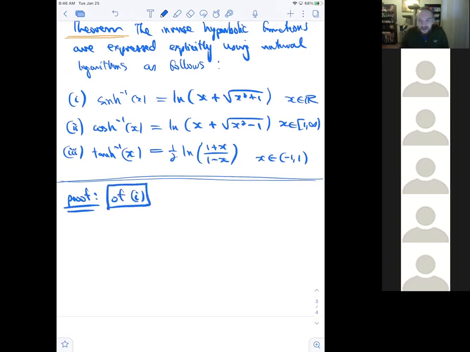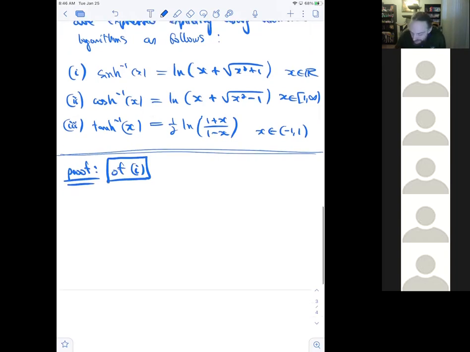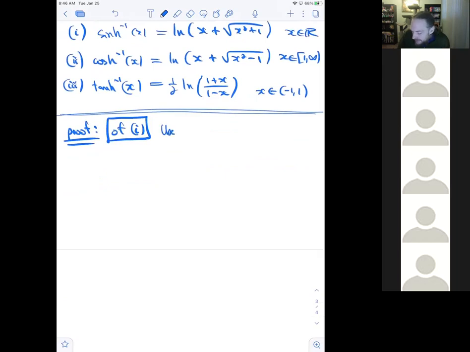So I'll prove part 1 for the sine hyperbolic inverse. What are we saying? So first of all, what we use is the definition of inverse. So we know that y is equal to sine hyperbolic inverse of x, and that's if and only if by definition sine hyperbolic y equals x.